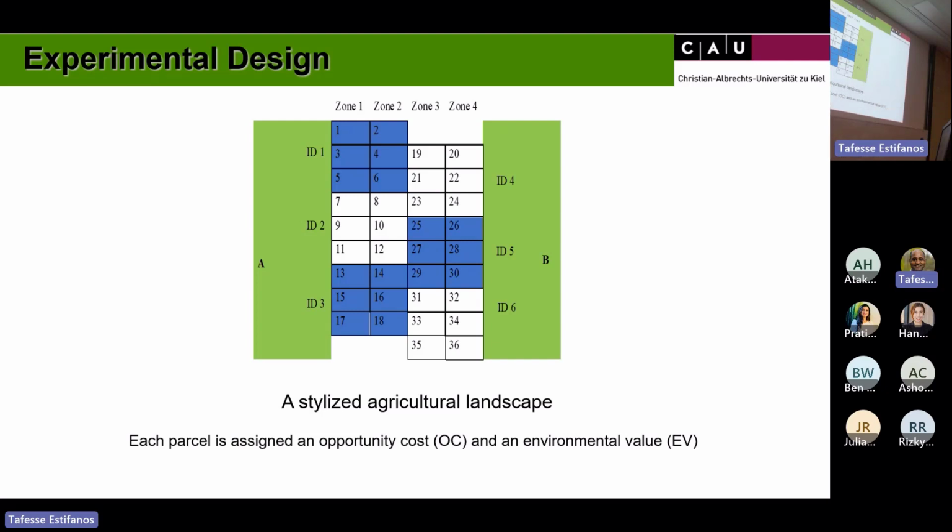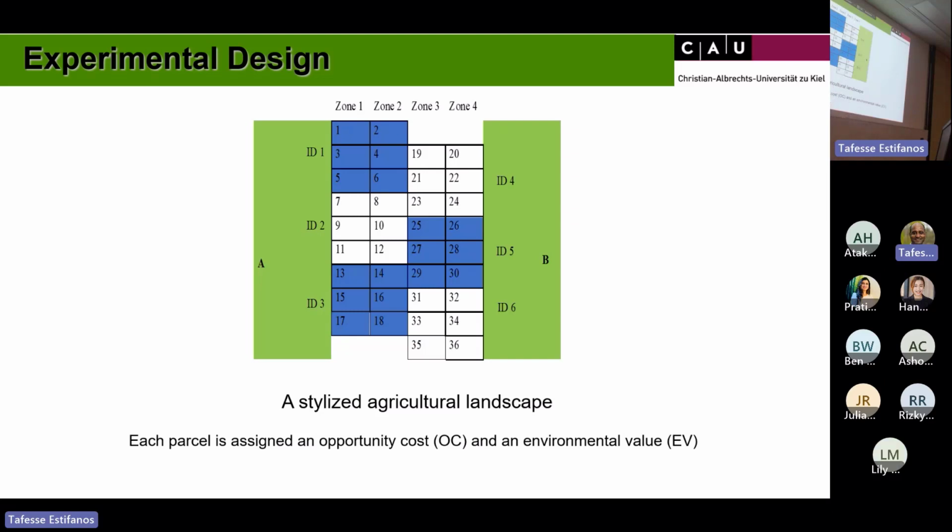We told the subjects that the parcel closest to the habitats can generate higher environmental value than those furthest from the habitat. Or in other words, parcels located in zone 1 and zone 4 are considered high environmental value zones relative to zone 2 and 3. So that's what we informed the subjects. We present a color-coded map depicting the relative environmental values across zones.